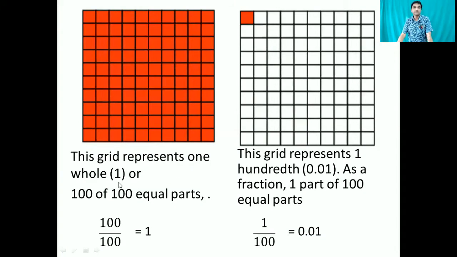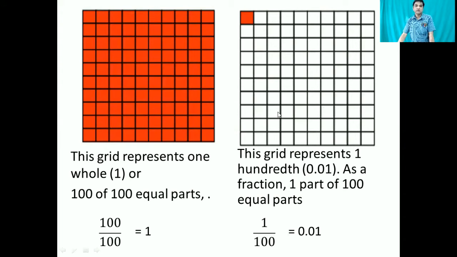So last time we have seen this example where 100 parts out of 100 parts are shaded. This we are representing as one whole, and one part out of 100 is shaded. So we are representing this as one hundredth, and we are going to show this as 0.01. So this 1 we are going to place after 0 because we are now on the hundredth part, as no tenth part is being shaded.